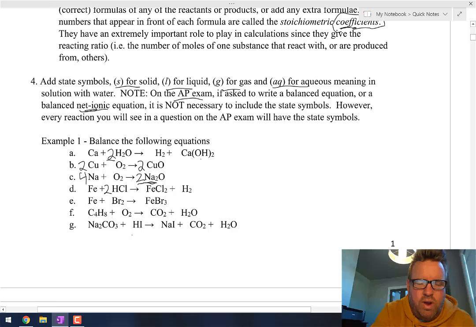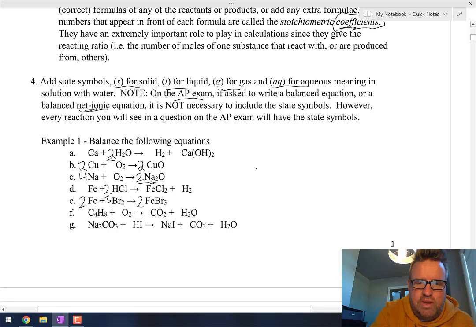1 iron, 1 iron. 2 bromines, 3 bromines. So we've got to get to the same number. So we're going to put a 2 there and a 3 there. And then by doing so, we also have to go back and fix the iron. So we do need to put a 2 there.